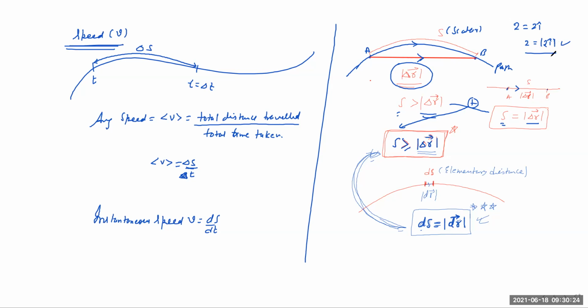So what is the mod of 2i? It is 2 only. So now this is the right way of writing, and this is the wrong way of writing. When we want to compare a vector with a scalar, you can't compare. That's a fact. You can only compare their magnitudes.